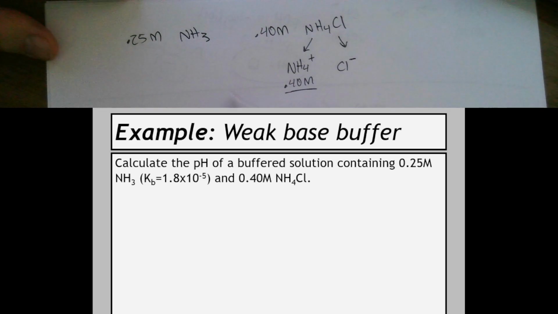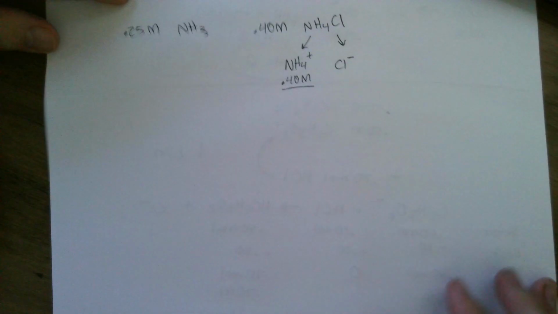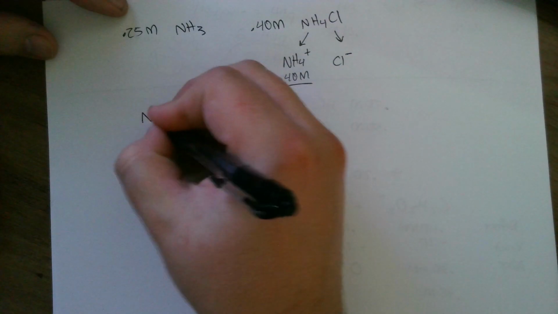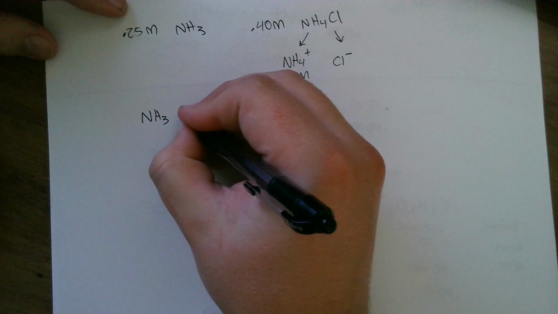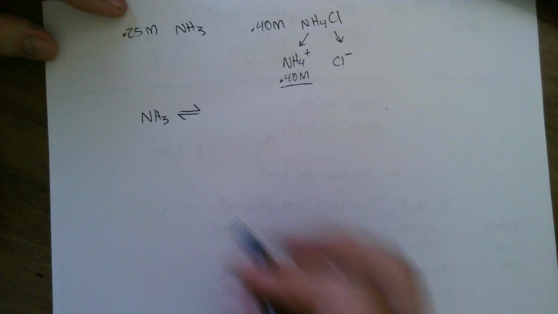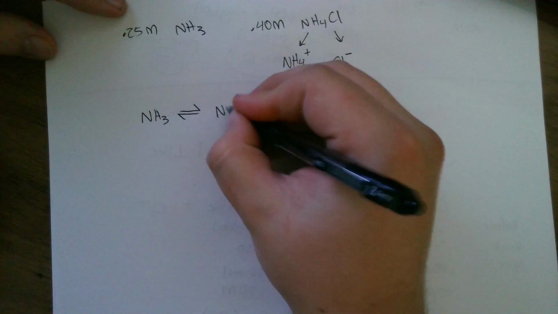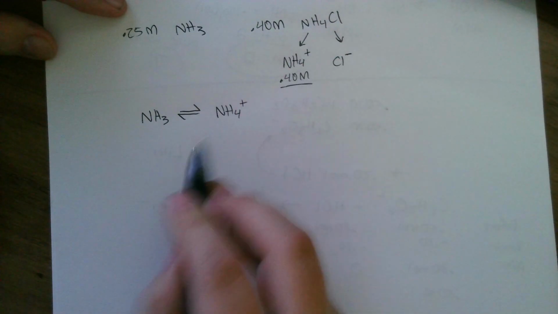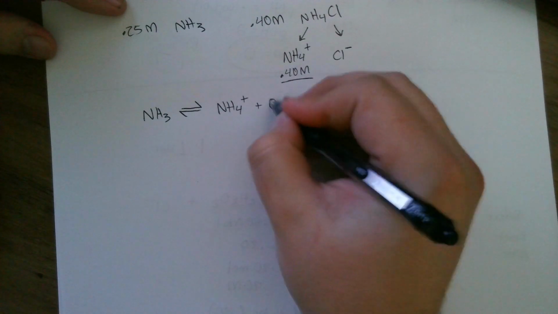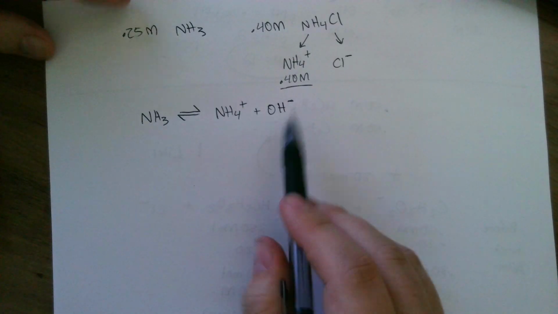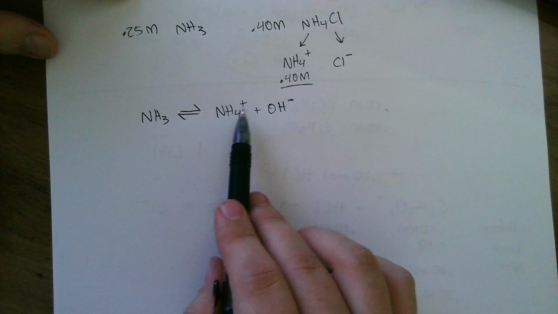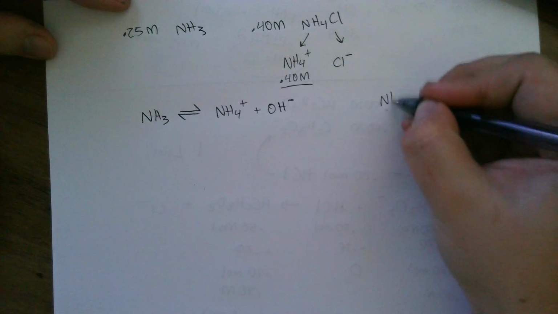All right, this is a buffer solution because I have a conjugate acid-base pair in solution together. Let's find the pH of this. My reaction here, I have NH3 in equilibrium with, it's a base, it's going to gain a proton to make NH4 plus, and OH minus is my other product.